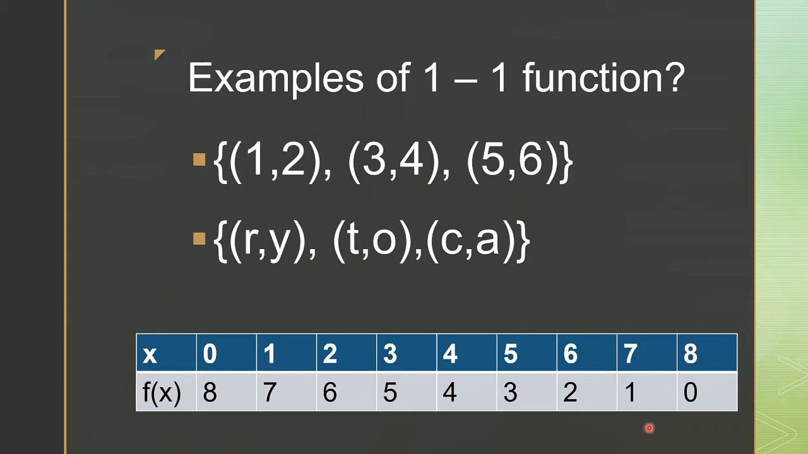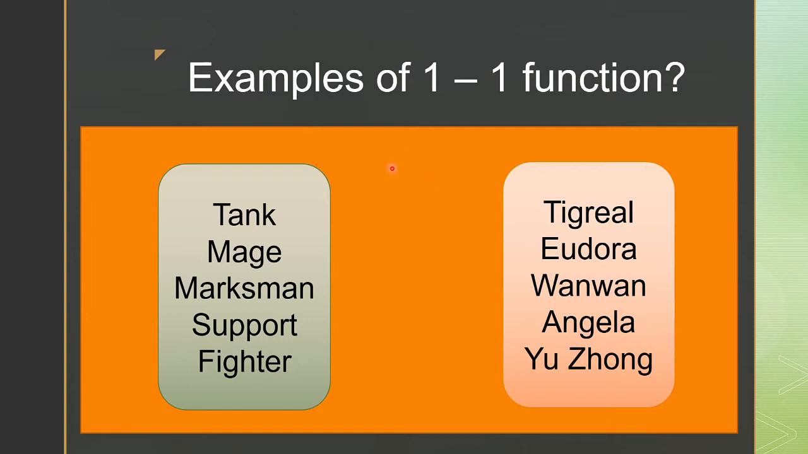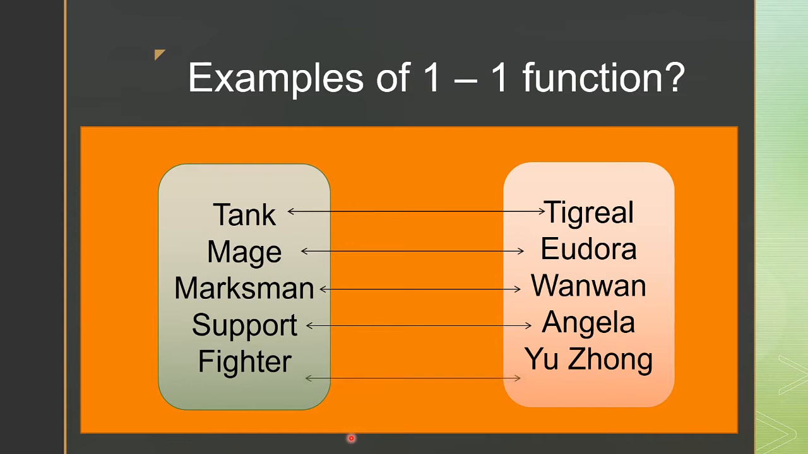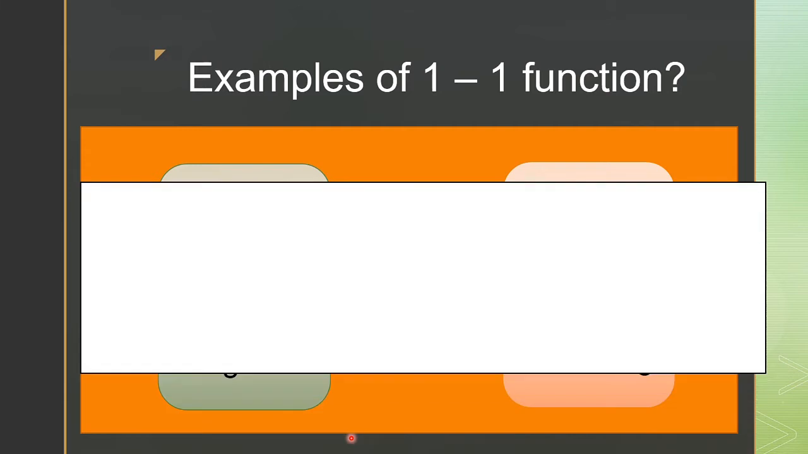Next, this example also shows a one-to-one function. These are the characters in ML or Mobile Legends, and also the characteristic of that character. Kung ano ba sila. So we have here Tank for Tigreal, Mage for Eudora, Marksman for Layla, and then Support for Angela, and then the Fighter for Yuzong. So walang nauulit, so therefore this is a one-to-one function. And also we have an example in real life scenario.